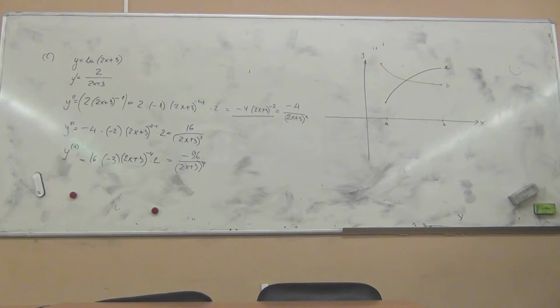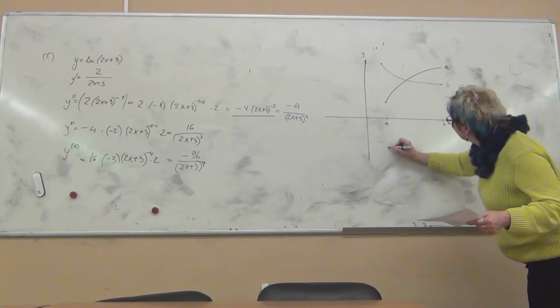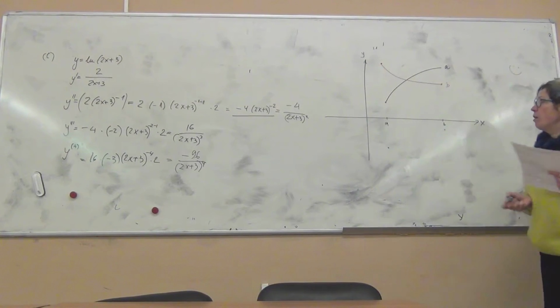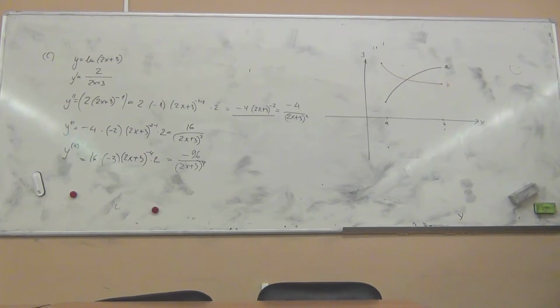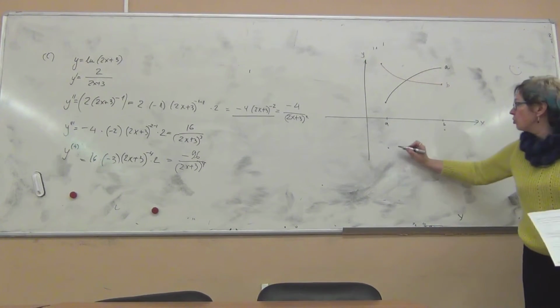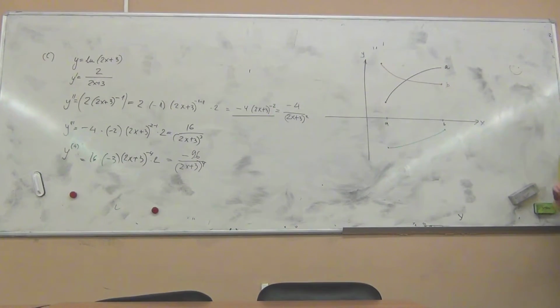C, the function is negative, so it will be below the x-axis. The first derivative is positive, so it will be increasing here to there, the function, for example. And the second derivative is positive, same situation, so it will be like this. For example.